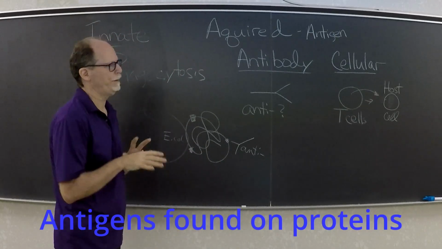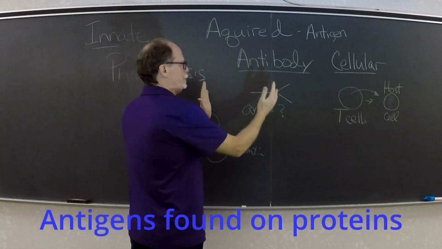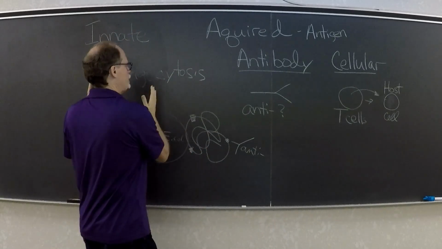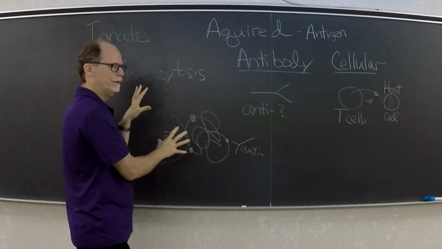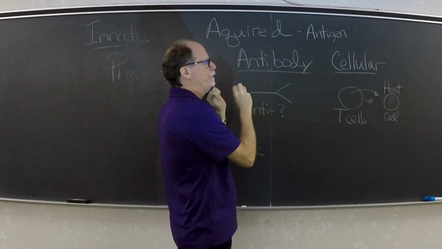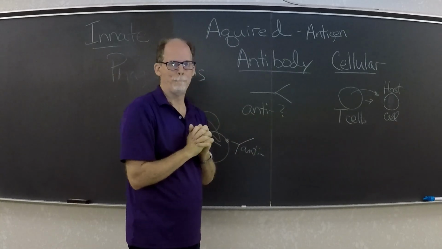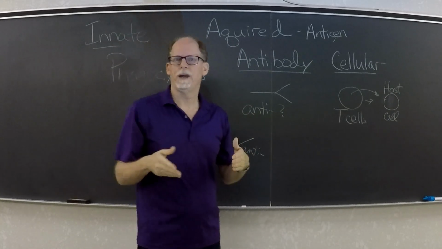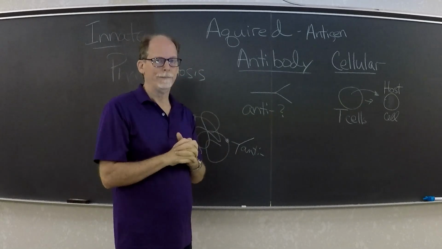So I basically wanted to make this video to help you understand the difference between innate versus acquired, how innate is non-specific because it doesn't look for antigens, foreign antigens. Acquired immunity is divided into two big categories, and they are always attempting to get rid of a foreign antigen from a pathogen.